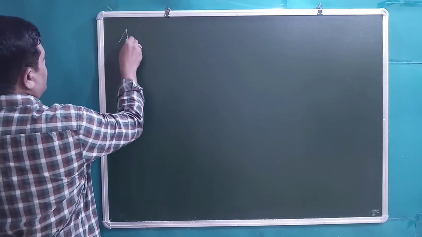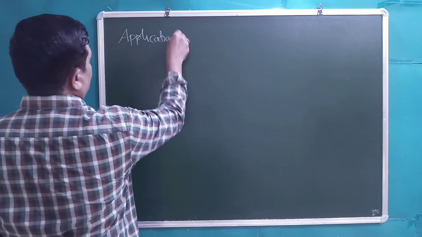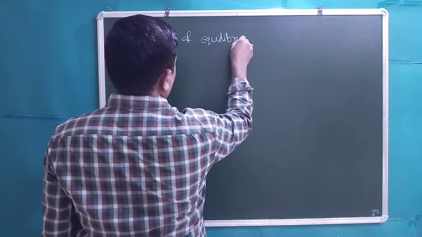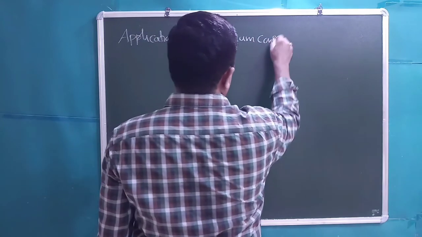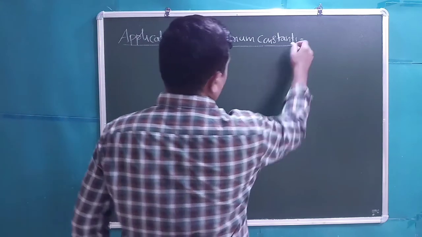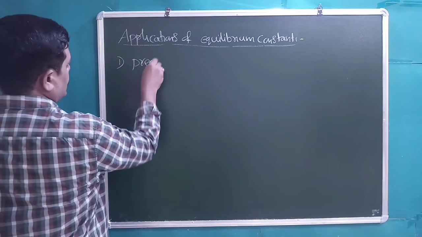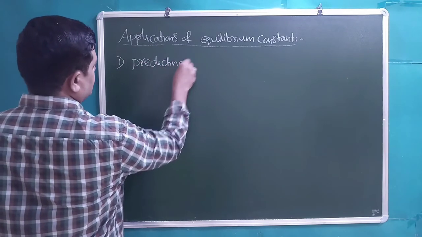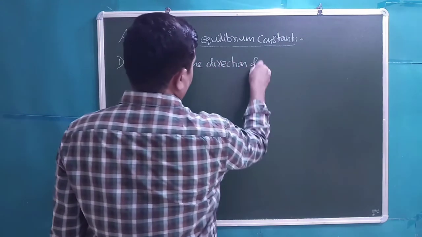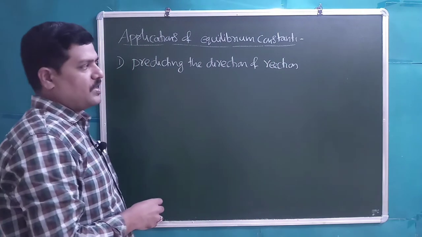Students, the next topic is applications of equilibrium constant. In the syllabus we mainly have three applications of equilibrium constant. The first application is predicting the direction of reaction.